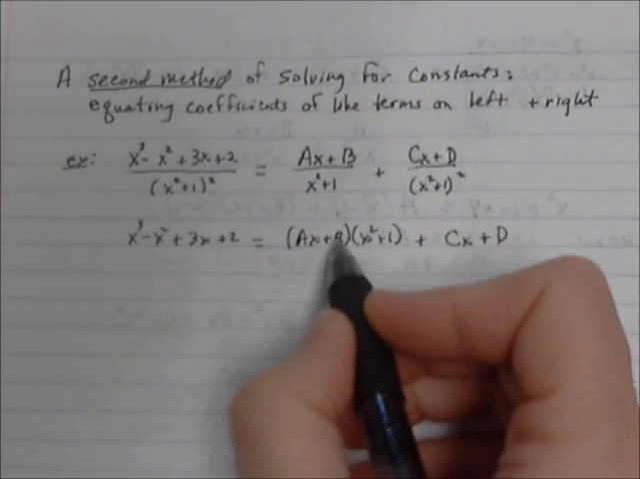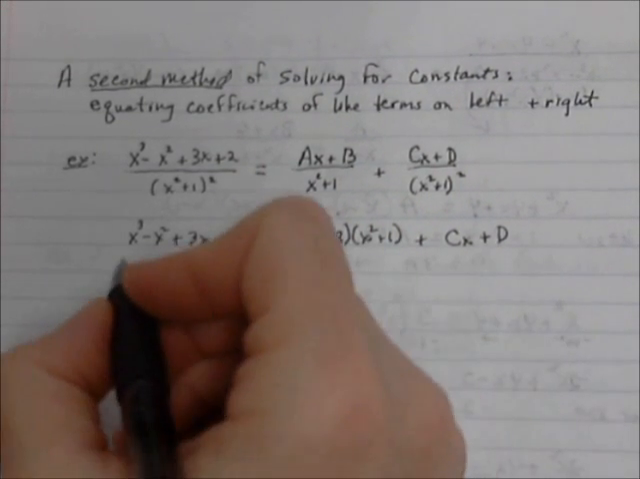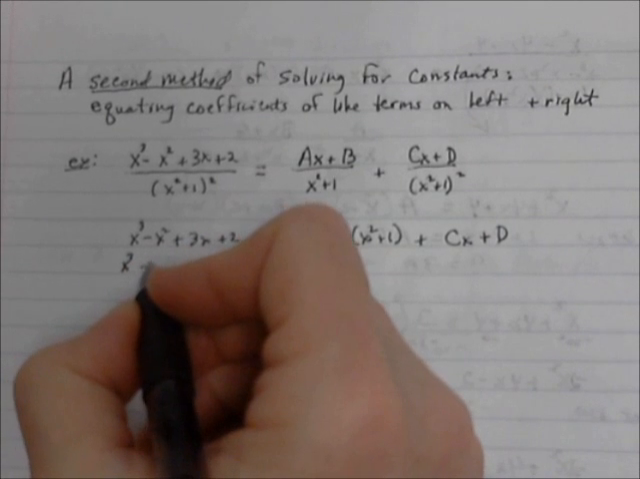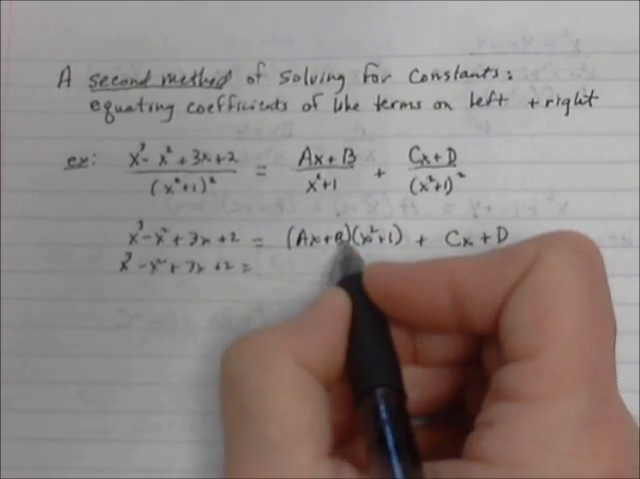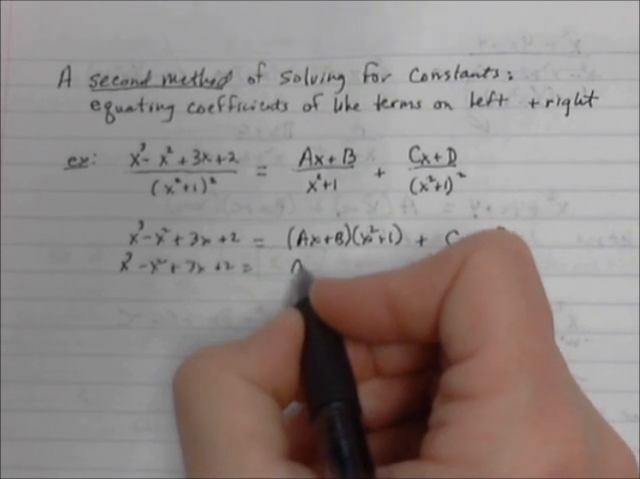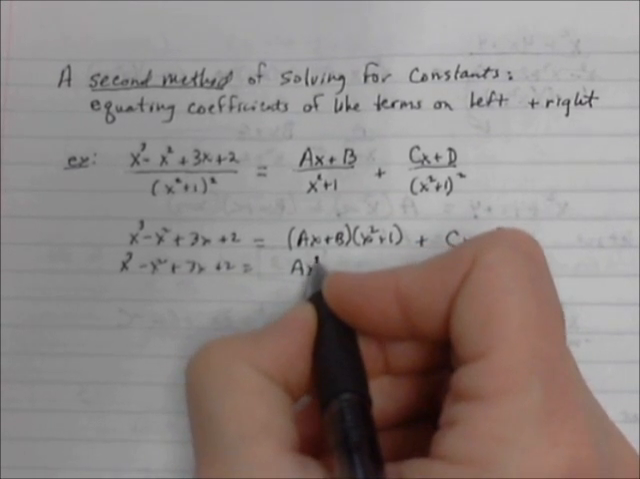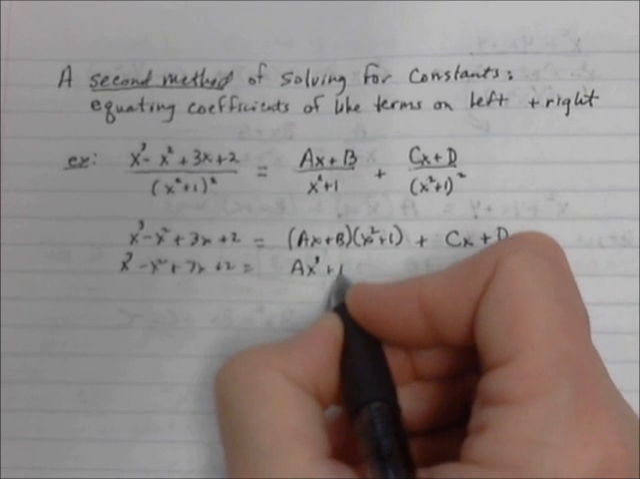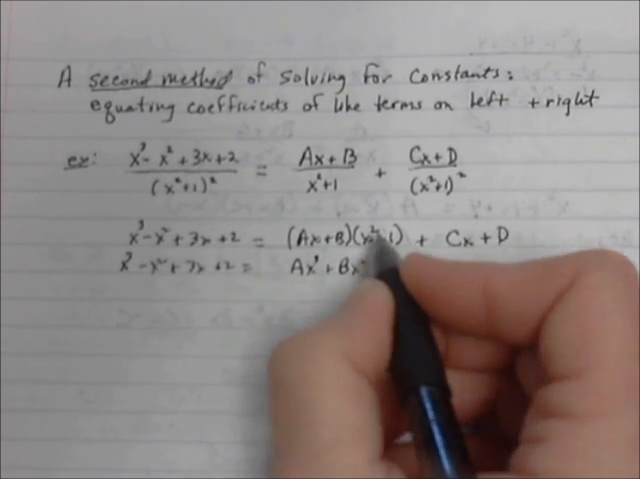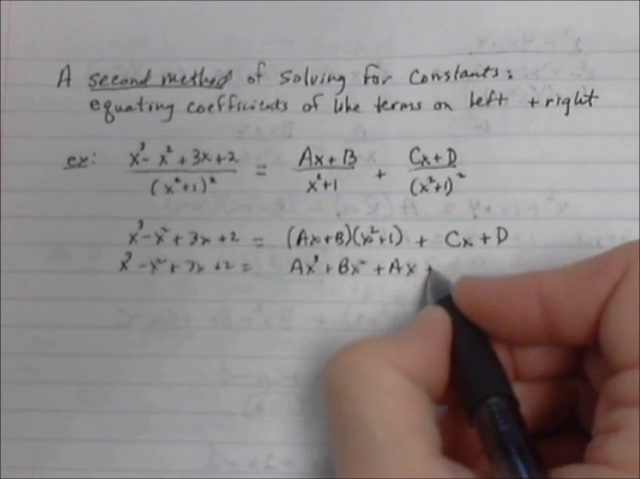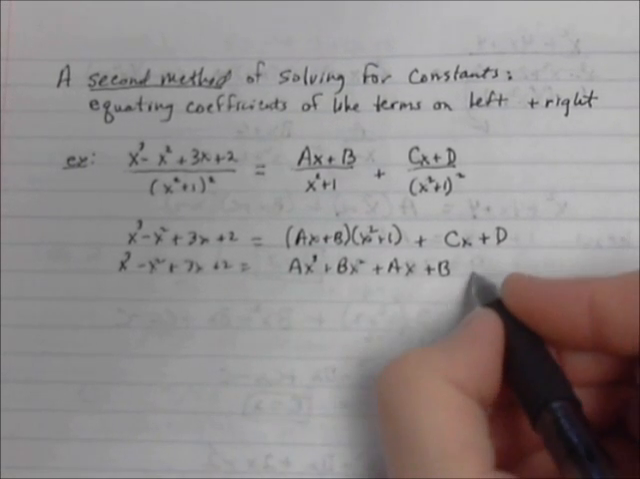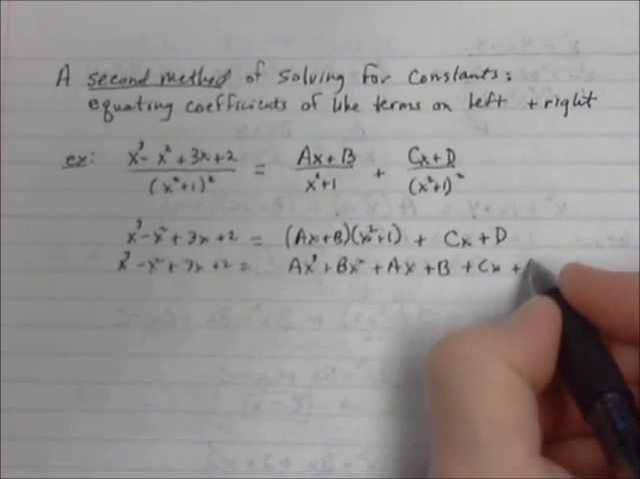What we're going to do is FOIL these two binomials. So FOIL: ax times x squared is ax cubed, b times x squared is bx squared, ax times 1 is ax, and b times 1 is b. So that's just the FOIL of that, and then we have cx plus d.